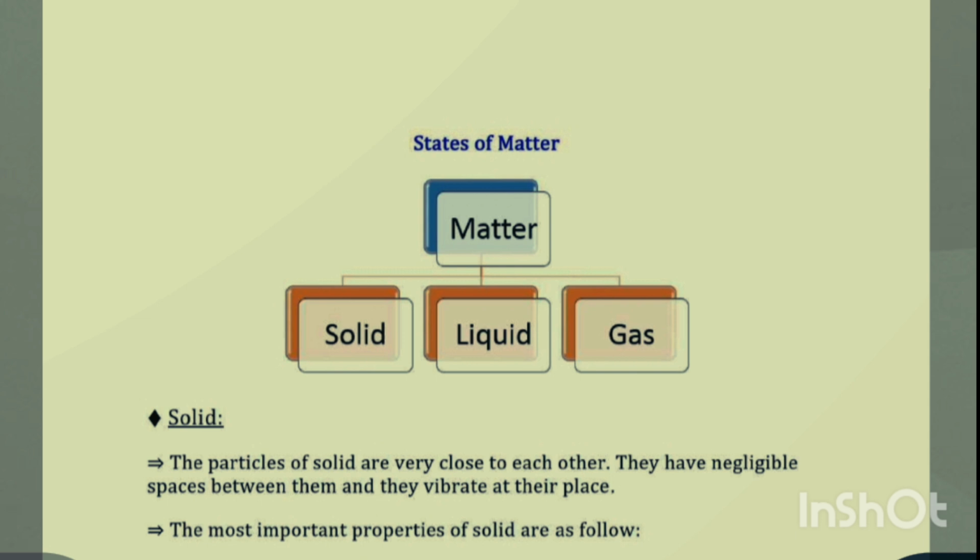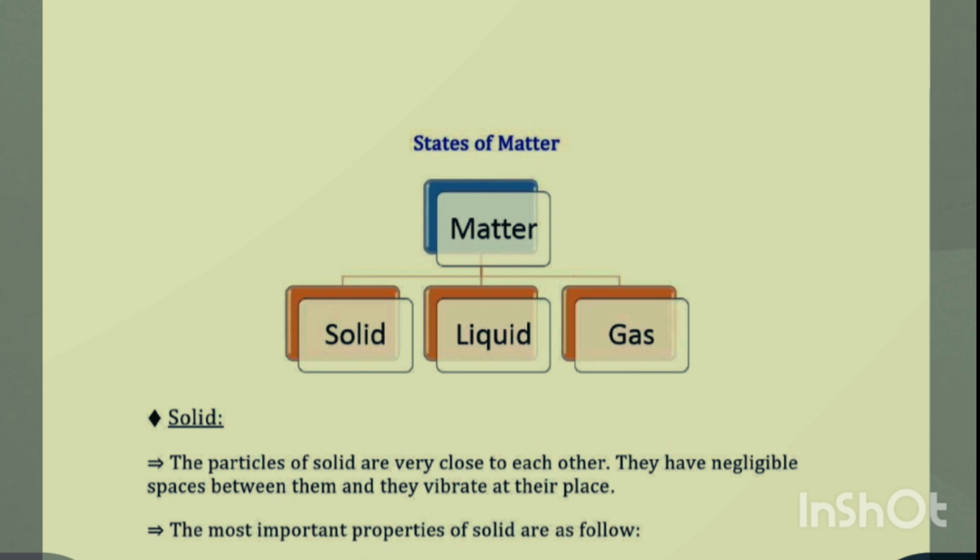So let us learn in detail about solids. What is a solid? How is it? The particles of a solid are very close to each other. You can see a brick. A brick, how is it? Wood, a brick, or a wall which is built. Okay, what is there here? Particles are very close to each other. They have negligible space between them and they vibrate in their place.